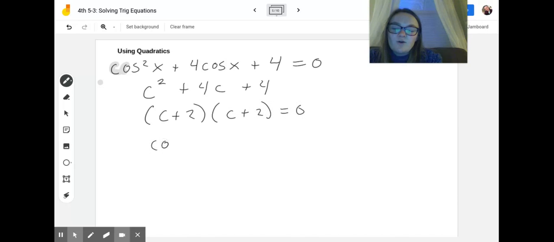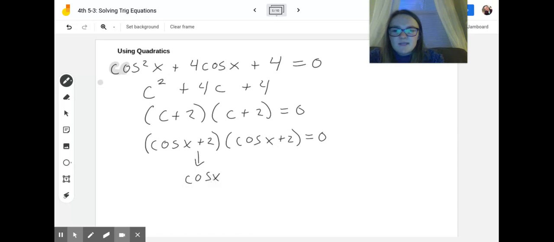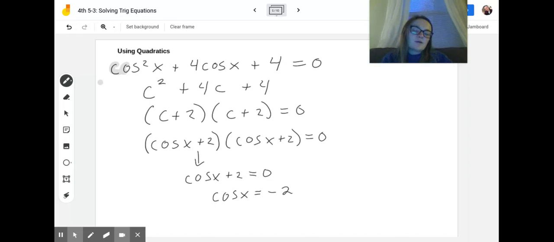If I replace it, I get cosine x plus 2 times cosine x plus 2 is equal to 0. If I set these both equal to 0, they're going to be the same thing, so I'm just going to set 1 equal to 0. So cosine x plus 2 is equal to 0, and so I get cosine of x is equal to negative 2. All right, so negative 2 is not going to be a value on my unit circle. So what I need to do is use a little bit of inverse trig. This lesson is really not going to be about inverse trig, so we're not going to worry about it until the next lesson.